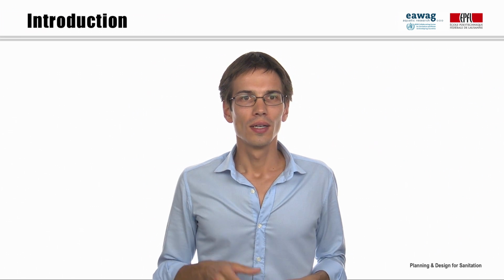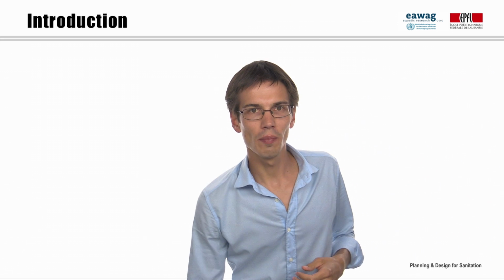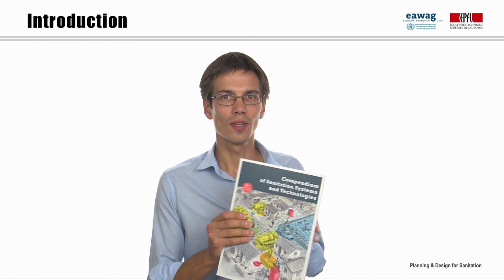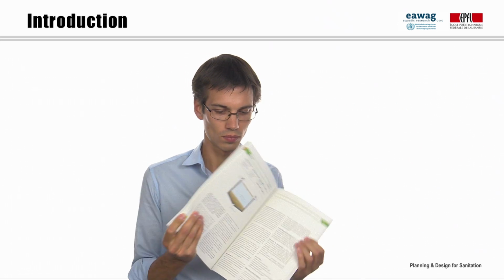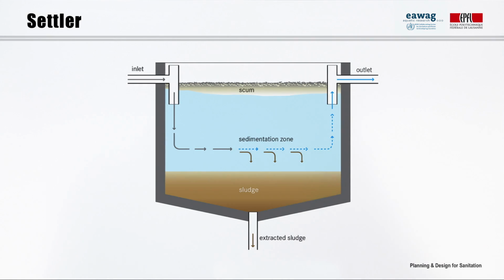Let's start with the primary treatment technologies. Don't forget that for each technology that I will present, you will find more information here in the compendium. For example, the settler. The settler is the classical primary treatment technology. It is designed to remove suspended solids by sedimentation.